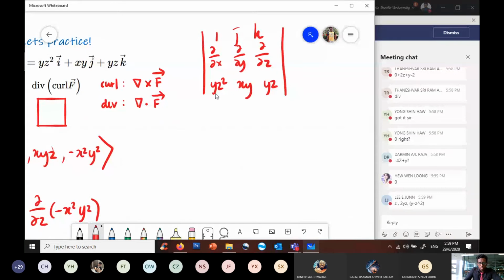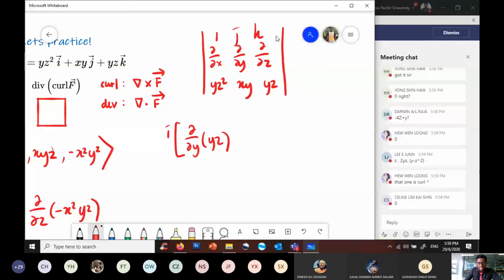So first you block the first column and then the second one. Yes, so this is for the curl, correct. So you do the curl first, so block this and this. What remains is i, dou over dou y of yz, cross multiply, minus this, xy.